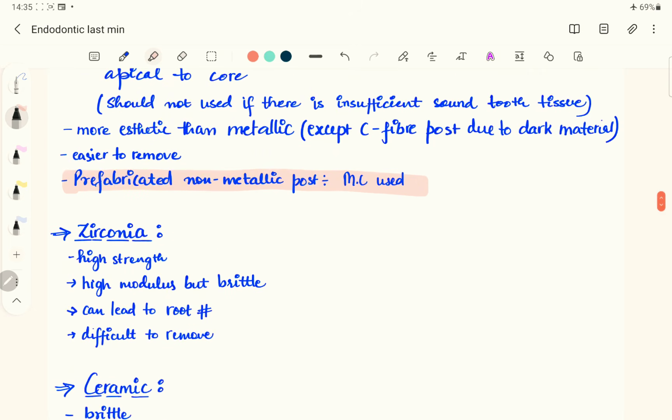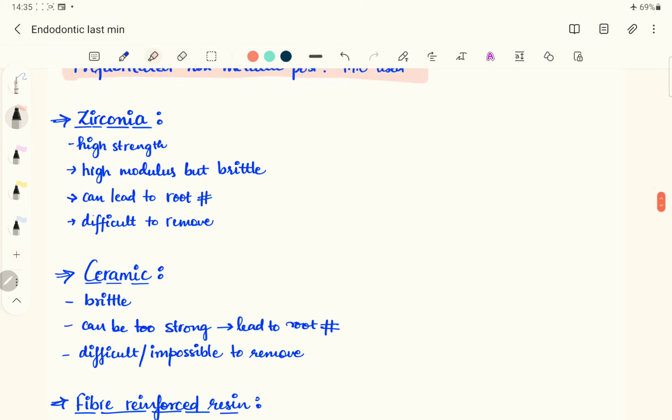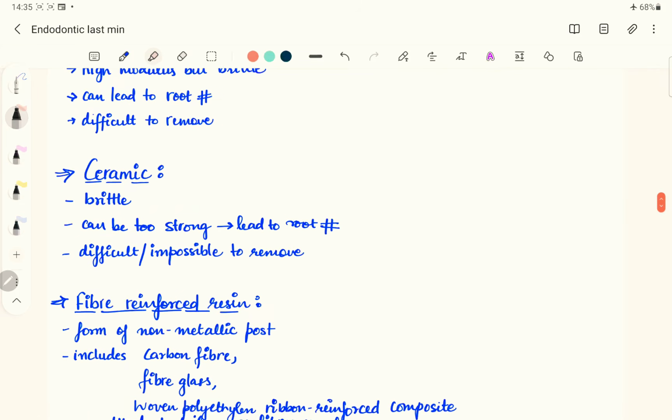Now coming to examples of non-metallic post, we have posts made up of zirconia, which is high strength, high modulus, but again zirconia is brittle, so it can lead to root fracture. It is difficult to remove. The ceramic post, again, is difficult, in fact impossible to remove, and ceramic is also brittle. It can be strong, but it can cause root fracture.